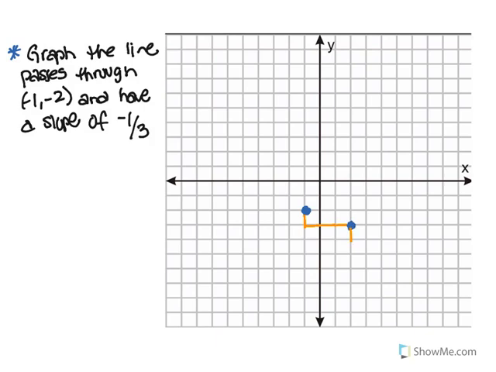I will do it again. Go down 1, and 1, 2, 3 to the right. Or you could go up 1 and to the left 3. 1, 2, 3. And then connect.